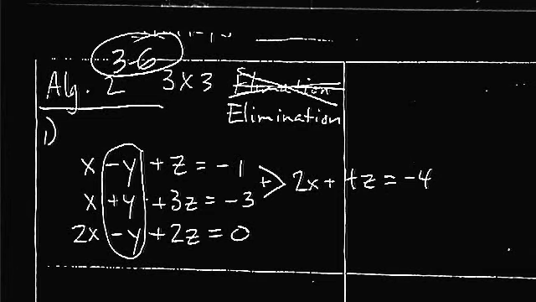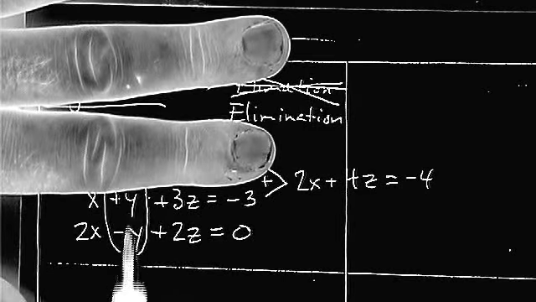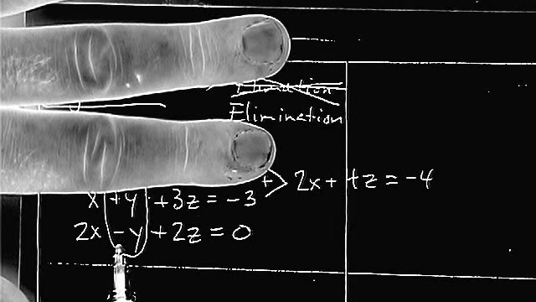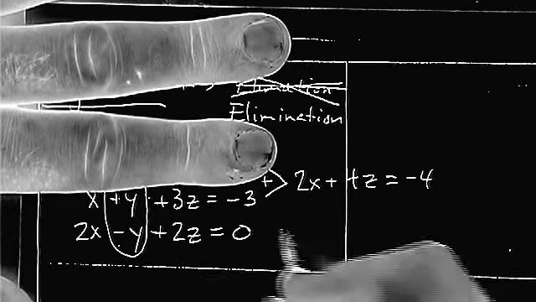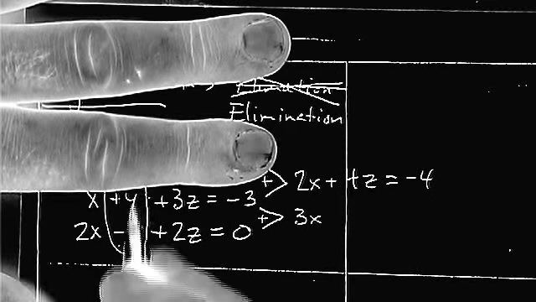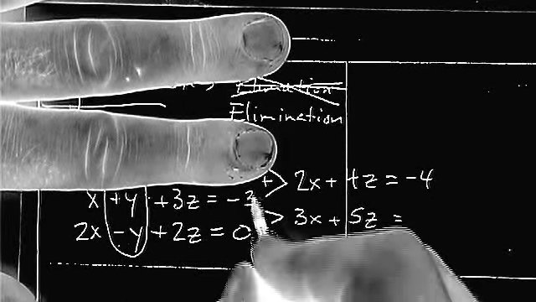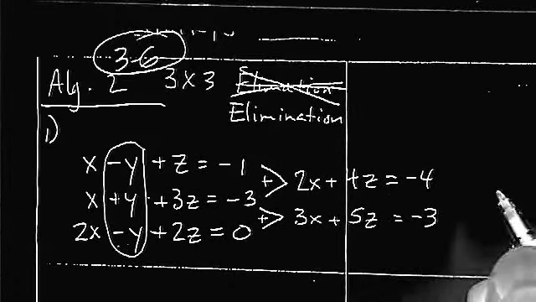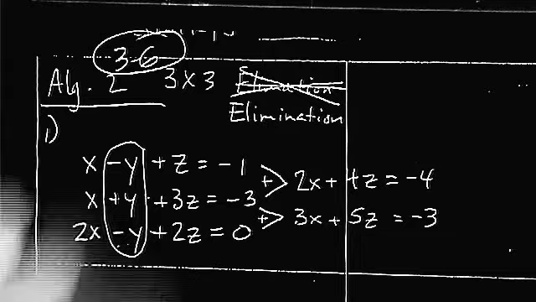Now I'm going to go back to the original three equations, and I'm going to pick another pair. This time, I think it would be easiest to get rid of these two, so I'm going to ignore the first equation and add the second two equations. So, if I add those two, I get 3x, the y's cancel, plus 5z equals, and then I add the negative 3 and the 0. Now I've got two equations with two variables.